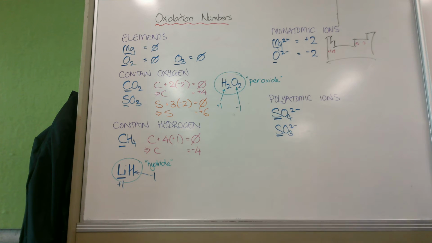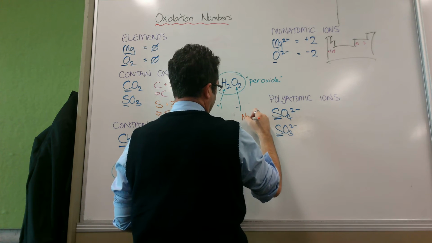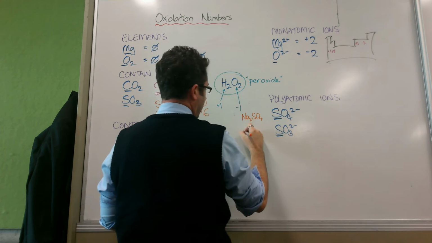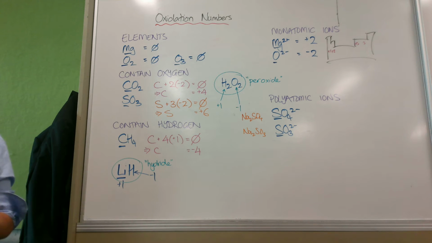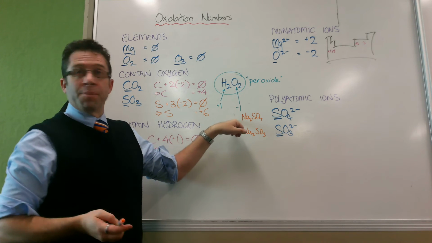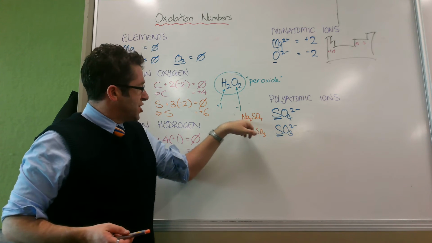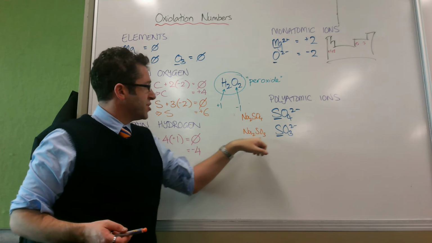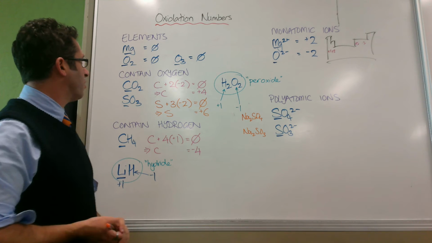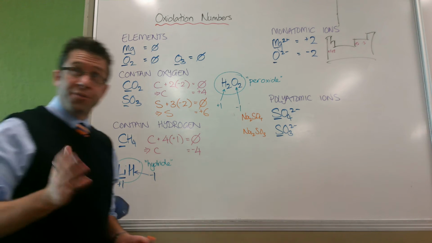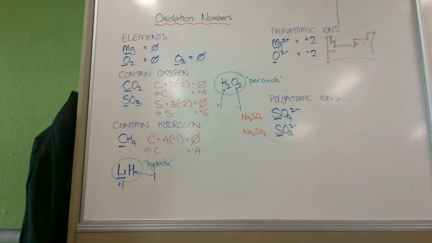Sorry, I don't use this colour. So this could be, say, from Na2SO4, this could be Na2SO3. They're both chemicals you might meet in this unit. So knowing that sodium's a +1 ion, I can work out that if there's two of them, this is a 2- ion. Same thing here, it's a 2- ion. So I need to work out their oxidation numbers. And they're going to be different, even though they're pretty similar chemicals.